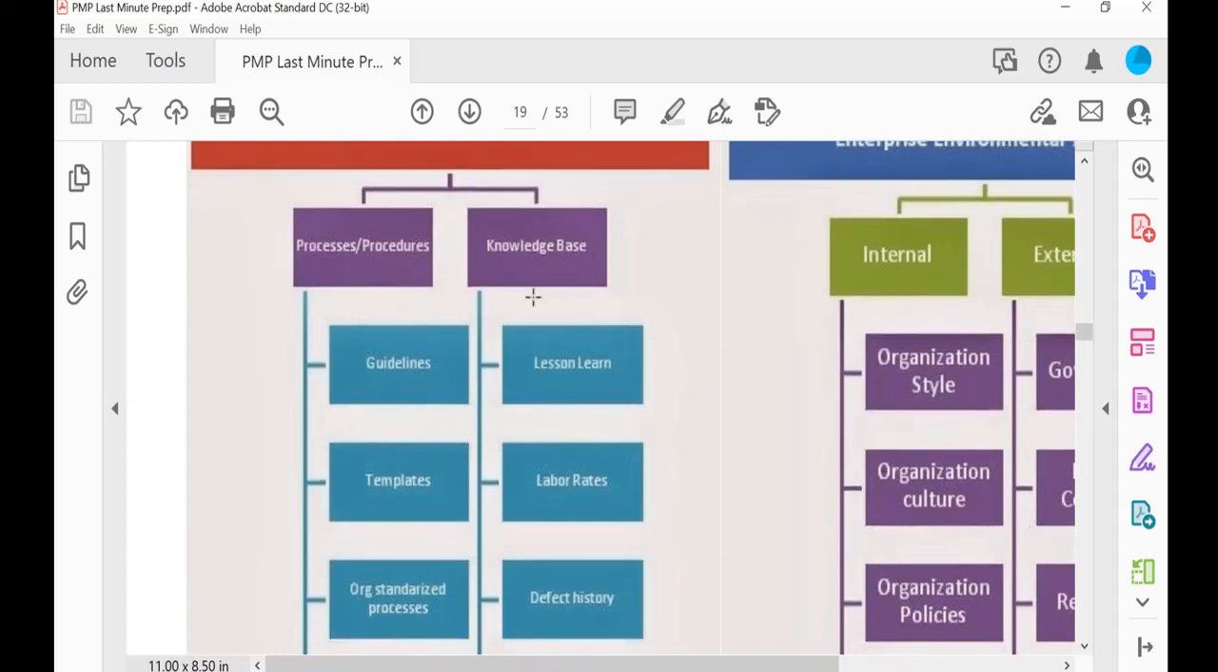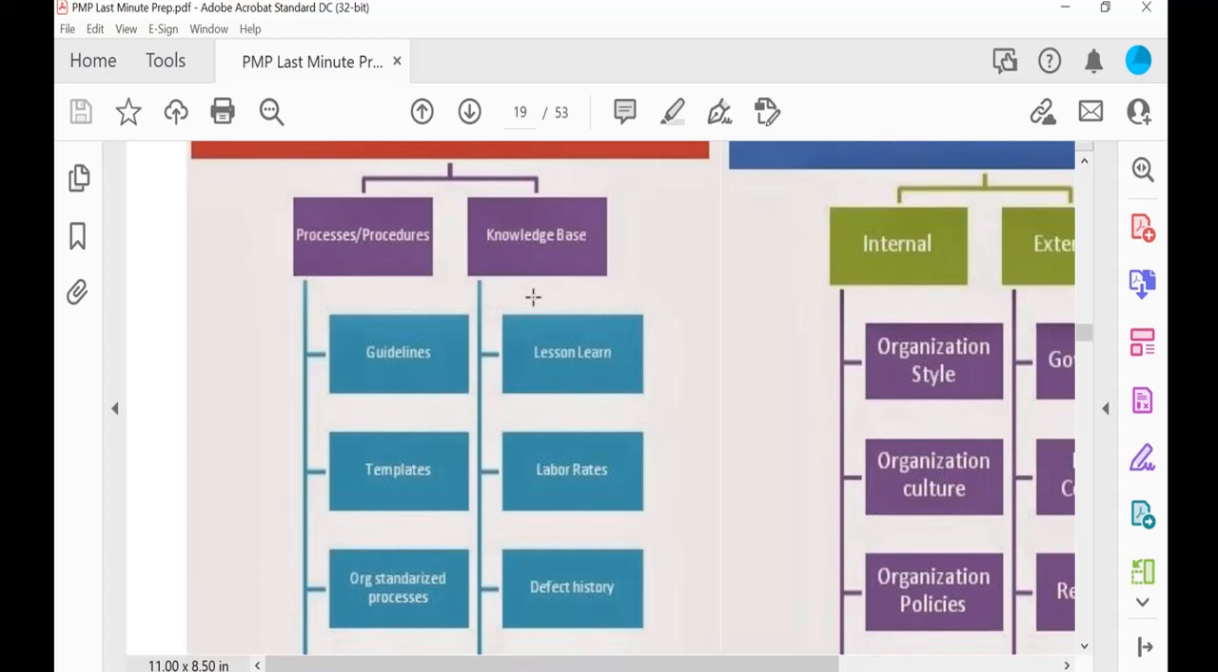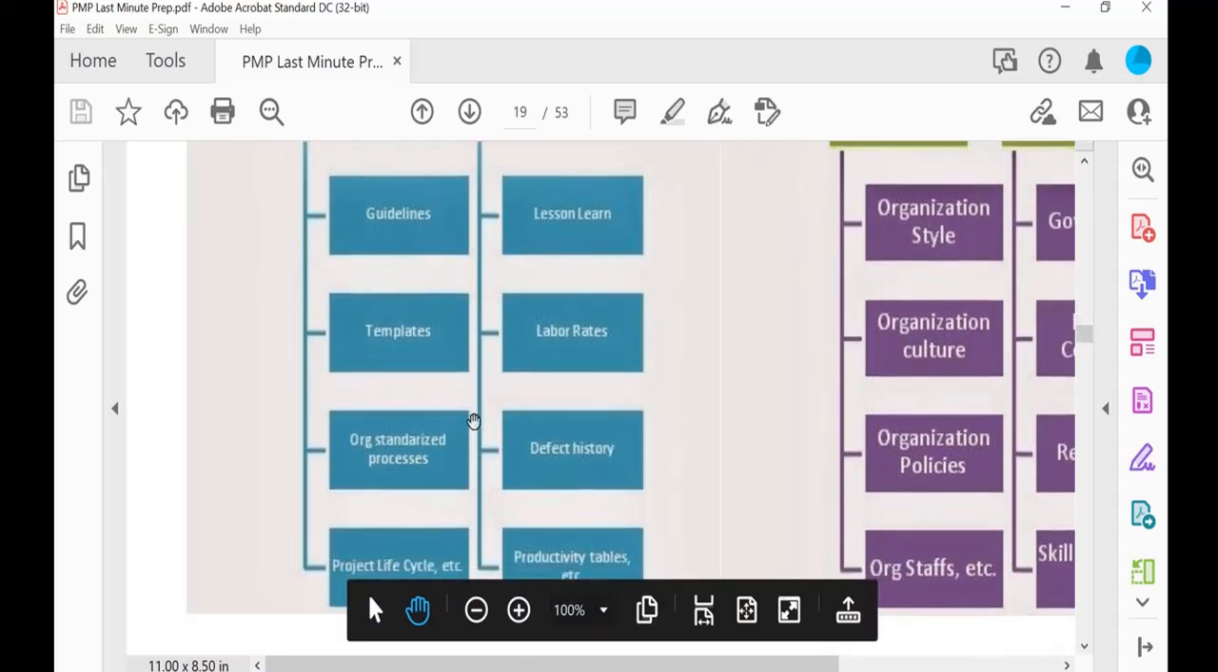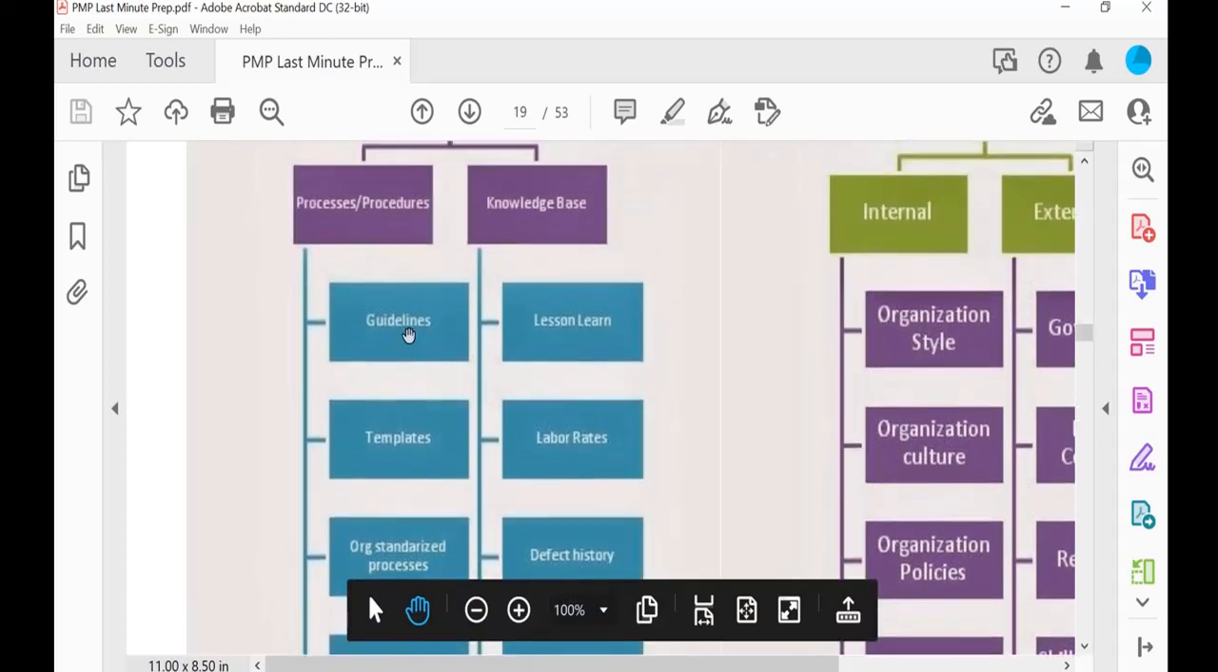Process and procedure means that when I join a new company, they have certain Excel formats or some kind of Word format that I can use. That means for my daily work, the organization already has some templates that I can use, like a template or Excel sheet. Some kind of software, or there are set policies and procedures in place that you have to use.